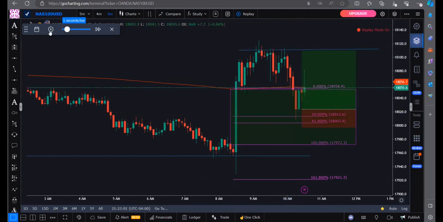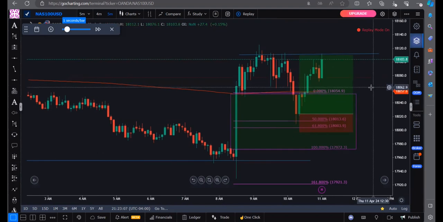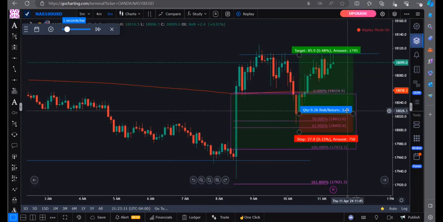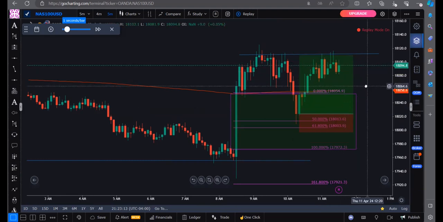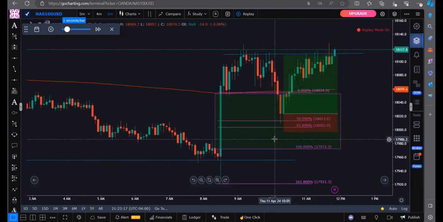Okay, so price is going in our favor. And TP has been reached. Okay guys, so this was a 1.3 risk reward. As you can see, you just gotta be patient and trust your system.